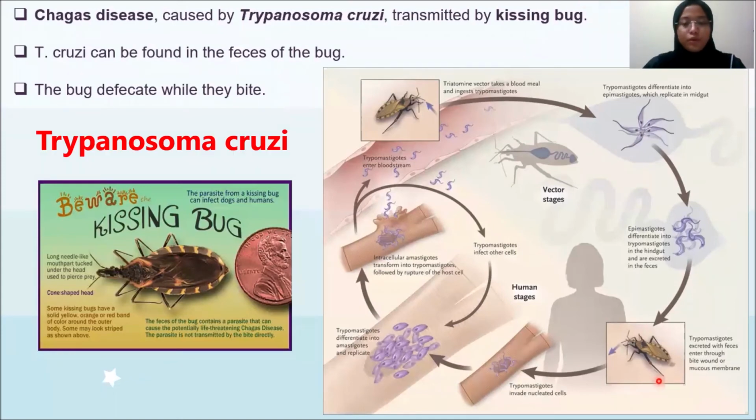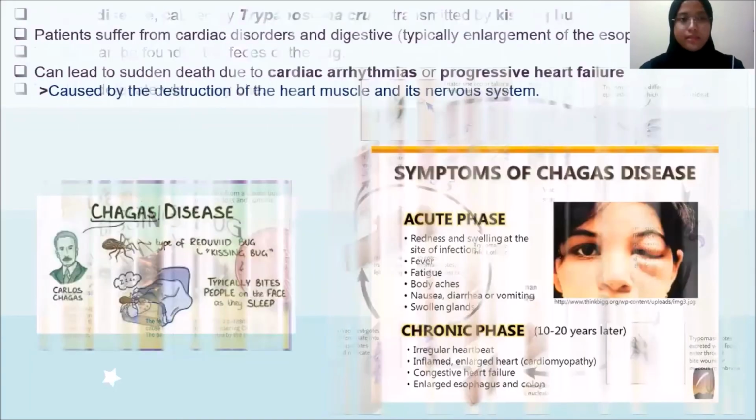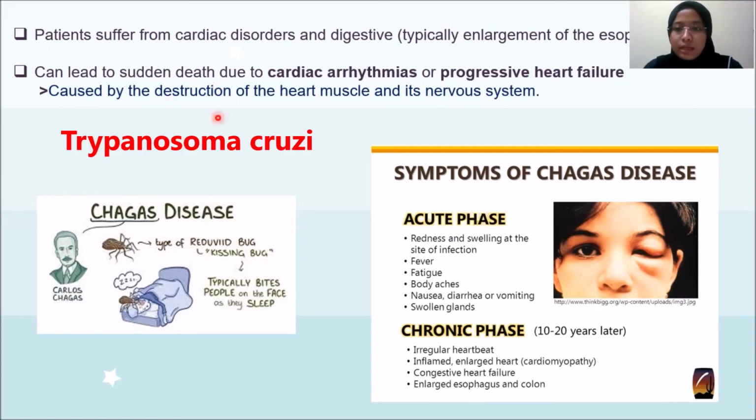Trypanosoma cruzi can cause rupture of the host cell. So the patient suffers from cardiac and digestive disorders, typically enlargement of the esophagus or colon. Chagas disease can lead to sudden death due to cardiac arrhythmias or progressive heart failure. This is caused by the destruction of the heart muscle and its nervous system, and the destruction is caused by the Trypanosoma itself.